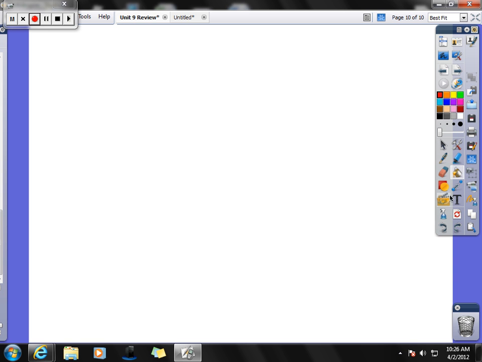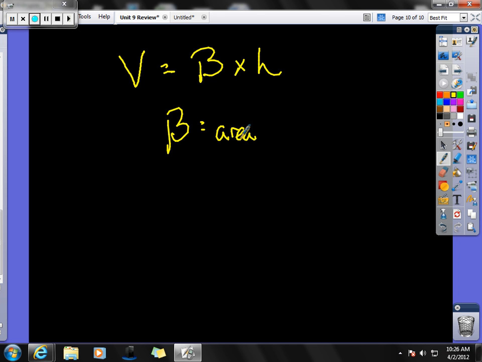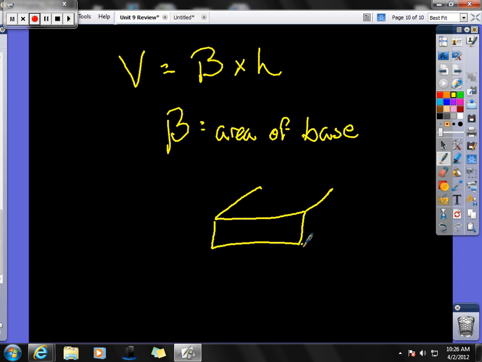Alright, you guys, one last thing that is not in the review that I did not show you today, but I do want to kind of show it to you now. So we're going to spend a few minutes talking about this, and that is volume. Volume equals big B times little h, where big B is the area of the base of our object. So if I have, let's say a rectangular pyramid, or not a pyramid, a rectangular prism.